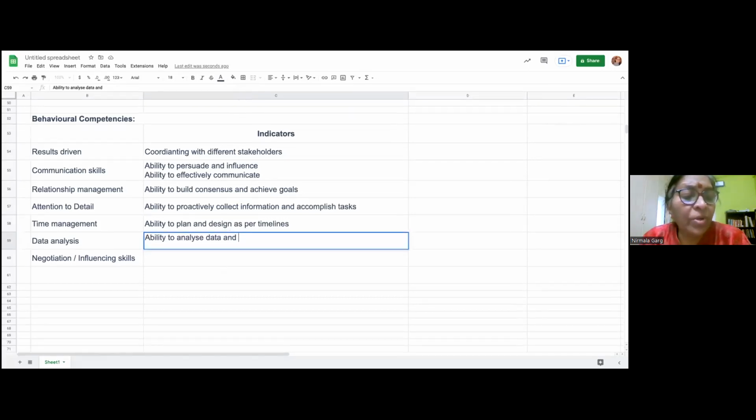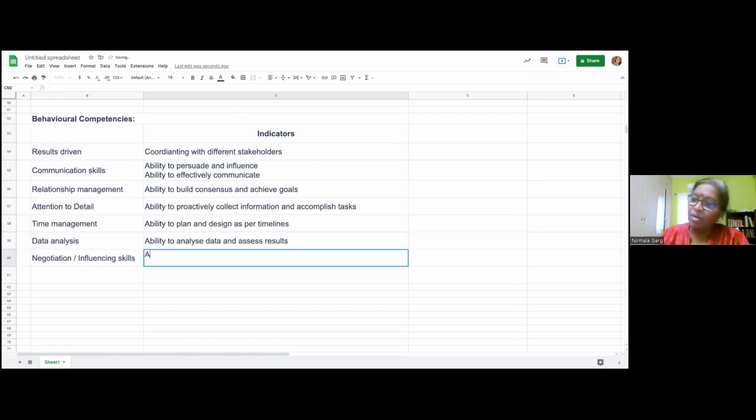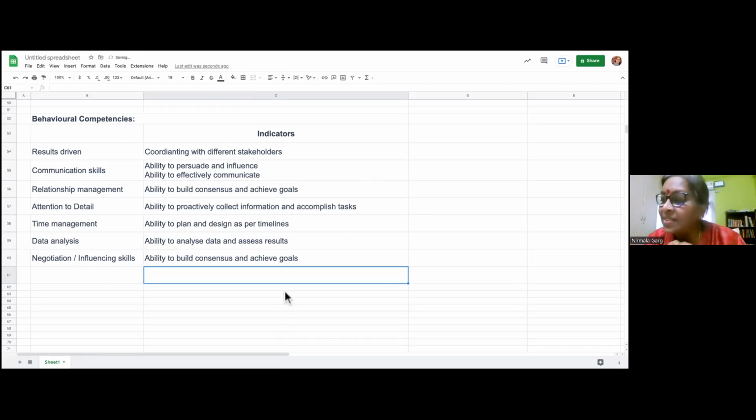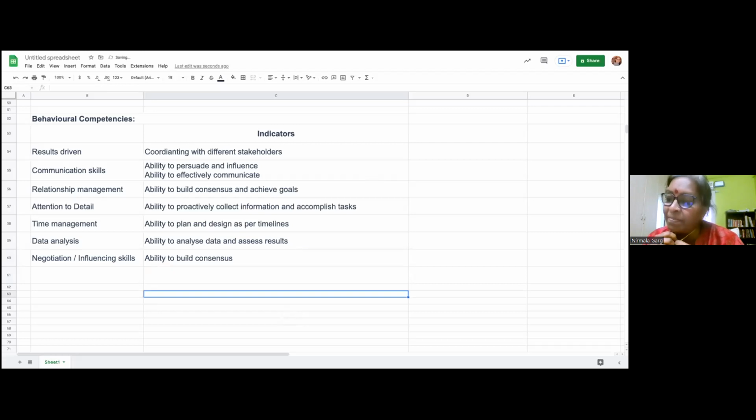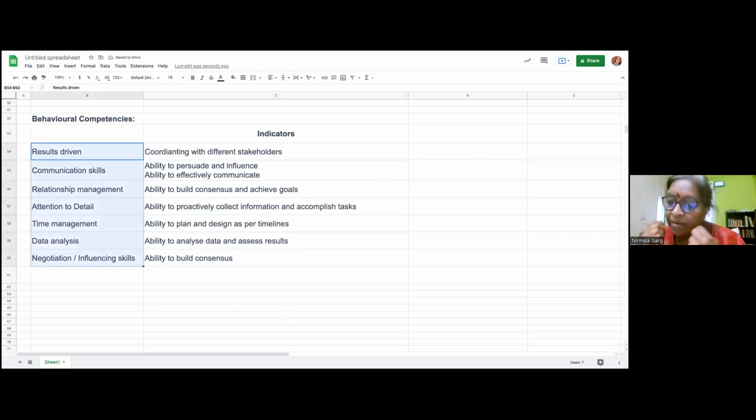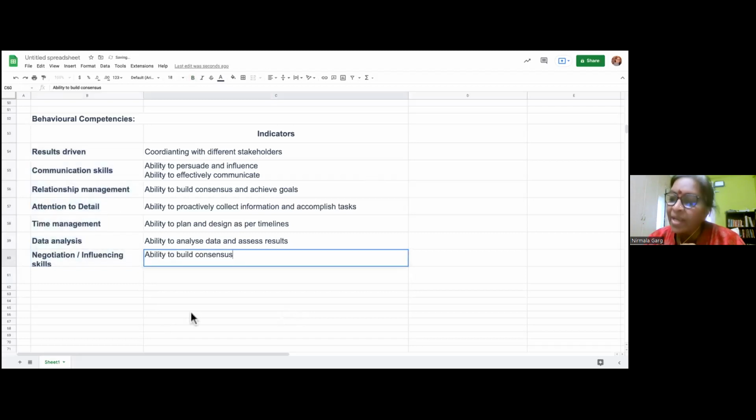Again, when you're talking about negotiating and influencing skill, what is it? Whenever you are negotiating and influencing, it's the ability to actually build consensus. Are you getting me? Build consensus. Yeah. Like there will be different stakeholders. Build consensus from different stakeholders, or gain cooperation to obtain information.